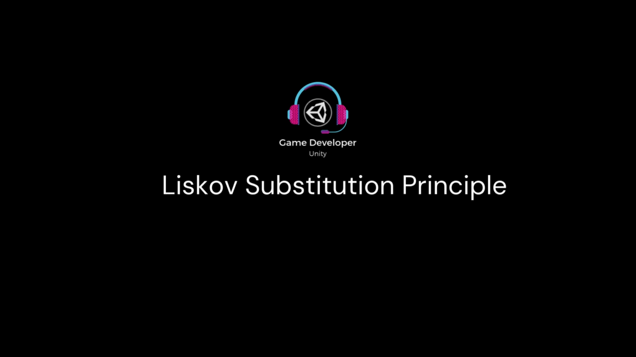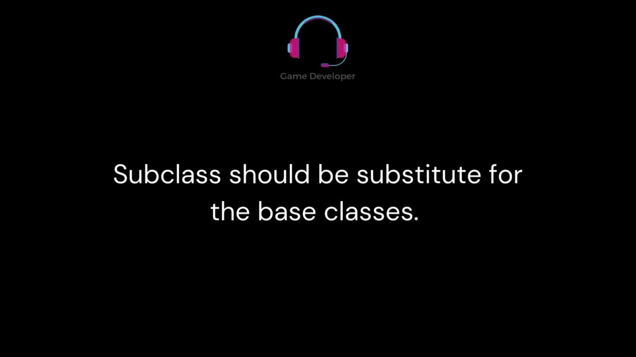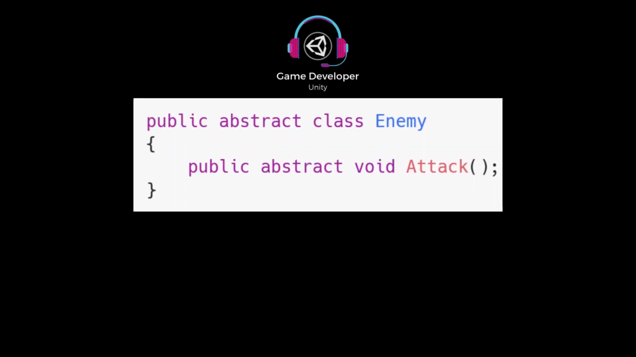Liskov substitution principle. Now let's discuss the Liskov substitution principle. Subclasses should be substitutable for their base classes. This increases the flexibility of dependencies between classes. Suppose you are developing a game with different types of enemies. All these enemies can attack, but their attack styles are different. To apply the Liskov substitution principle, we can create a base enemy class and derive all our enemies from this class.